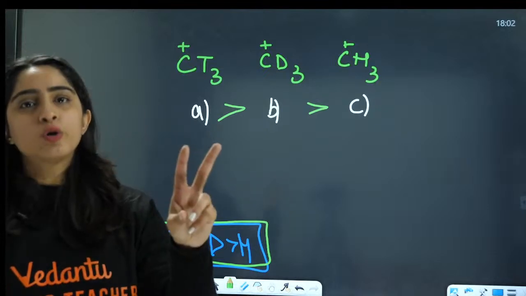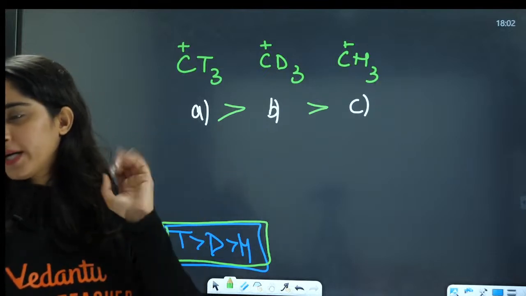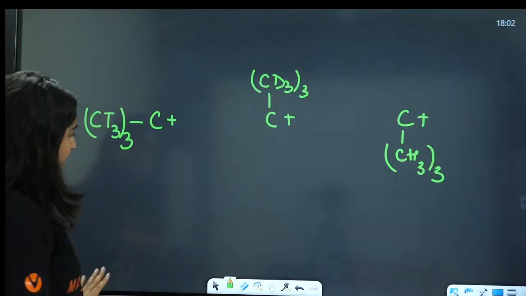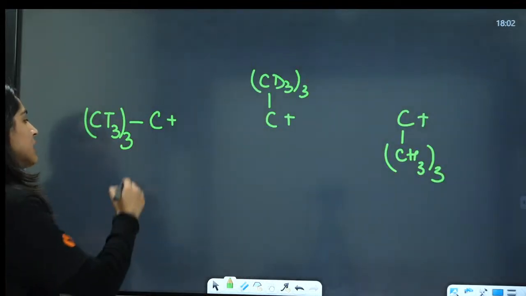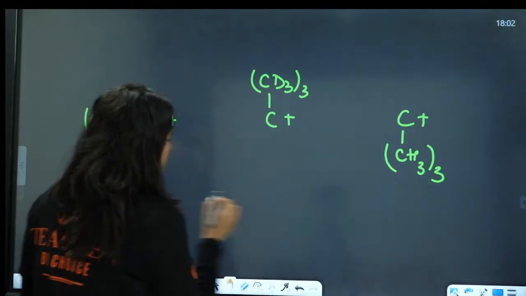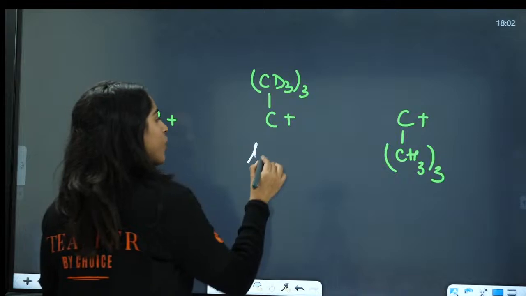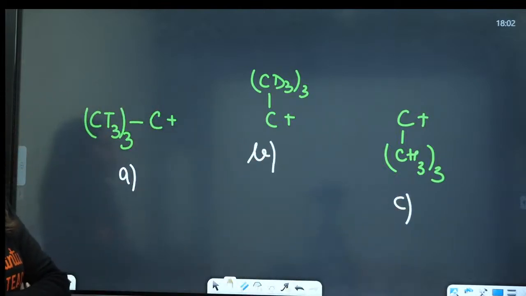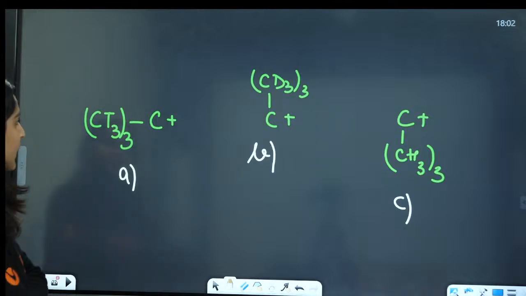It has 2 lone pairs. Okay. Now, let us do this. This is A, this is B, and this is C. Everyone in the chat box, answer this question. Wow, amazing question.